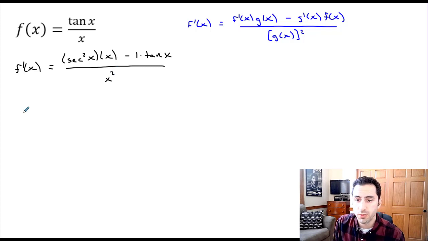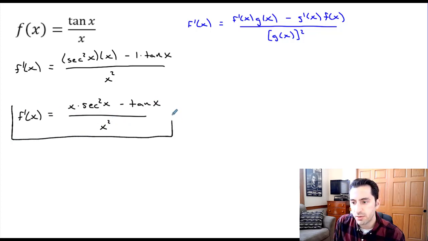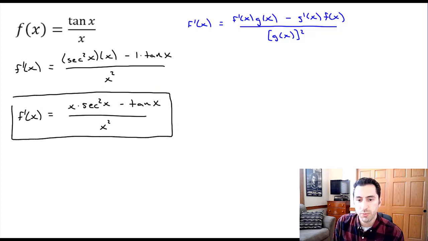And then just to rewrite this, our derivative, f prime of x, is equal to x times the secant squared of x minus the tangent of x, all over x squared. And that's it. So here's our derivative using the quotient rule. And why don't we do one more example with a different trig function.